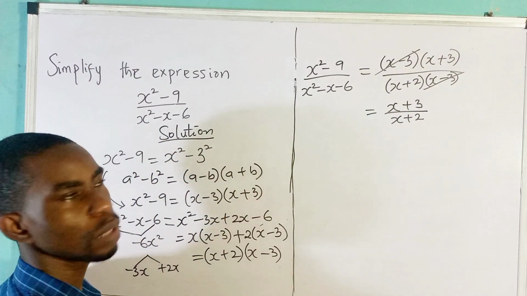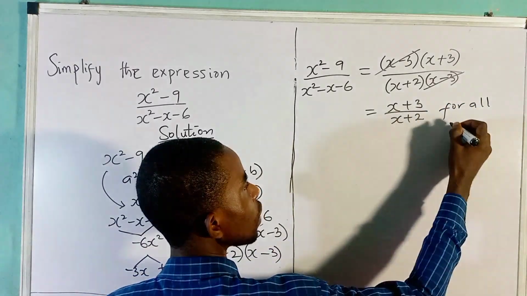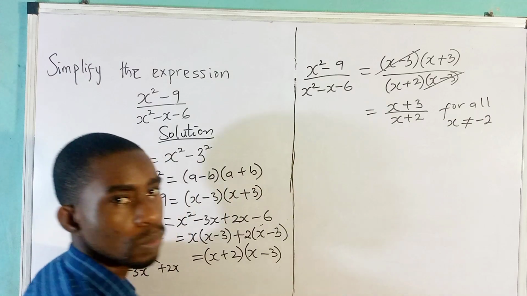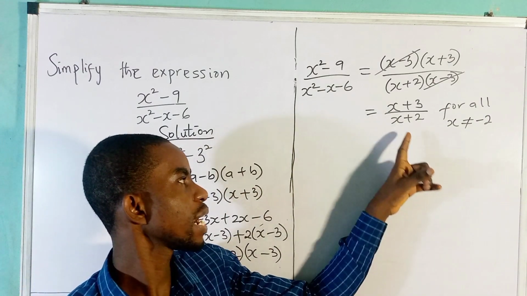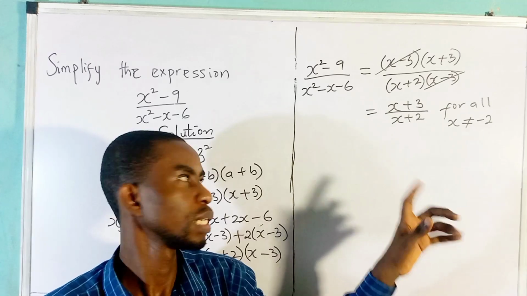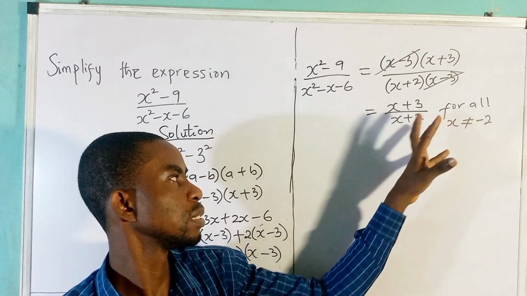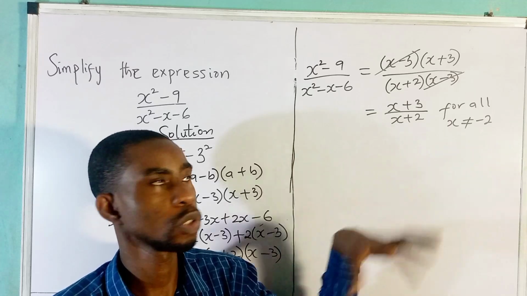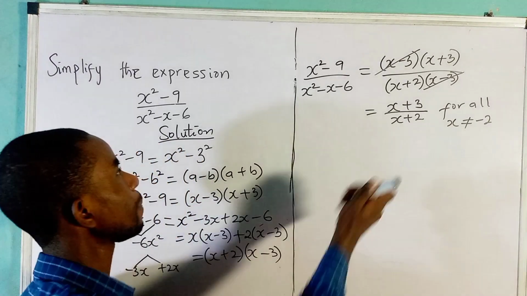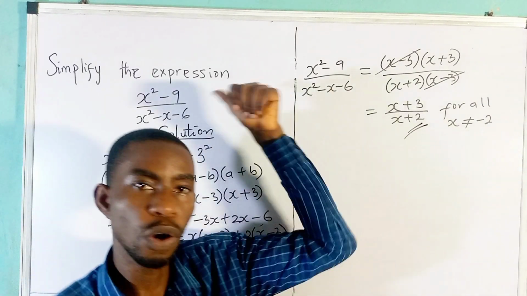Now, this is only possible for all values of x not equal to minus 2. All right, if x is minus 2, this becomes 0 in the denominator, which is indeterminate, or undefined. Therefore, we cannot use this for x equals minus 2, but any other value of x is possible. So this will be my answer. This is the simplification of that question.